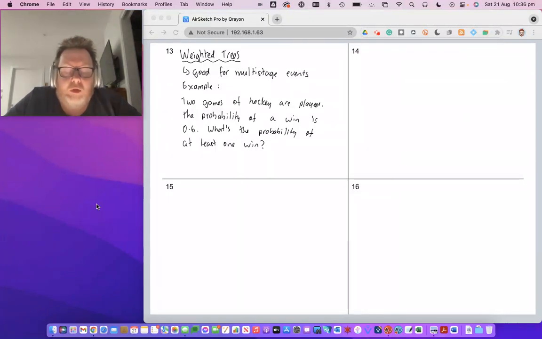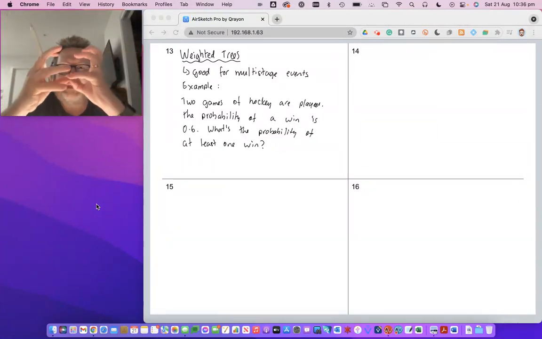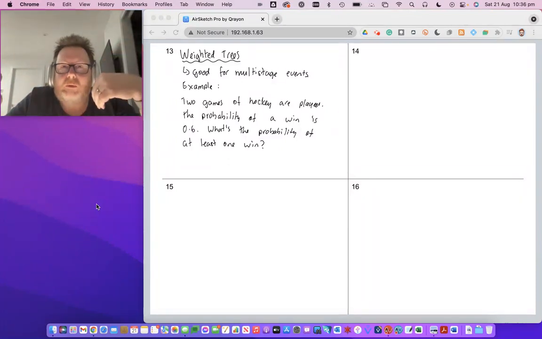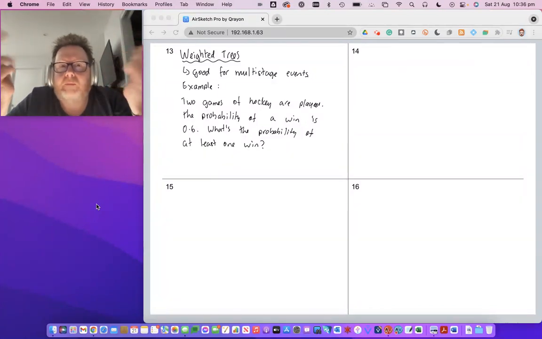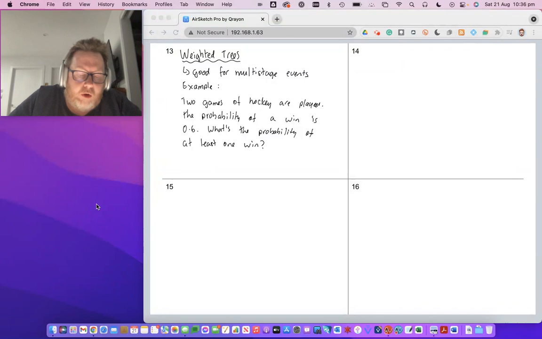But I guess if I was trying to say when would you use a weighted tree, as I've got here, it's good for a multi-stage event. So when you've got this happens and then this happens straight afterwards, then that's quite a good time to use a tree. And weighted trees specifically are good for when you have multiple bits to your event that can be collected together, like 3 red balls and 2 blue balls in a bag. Then you've got 3/5 of a chance of pulling out a blue ball and 2/5 of a chance of pulling out a red ball, that kind of thing. But I've got an example here we'll go through.